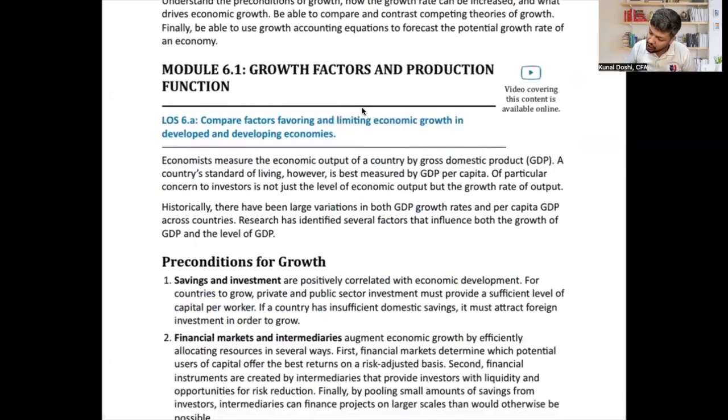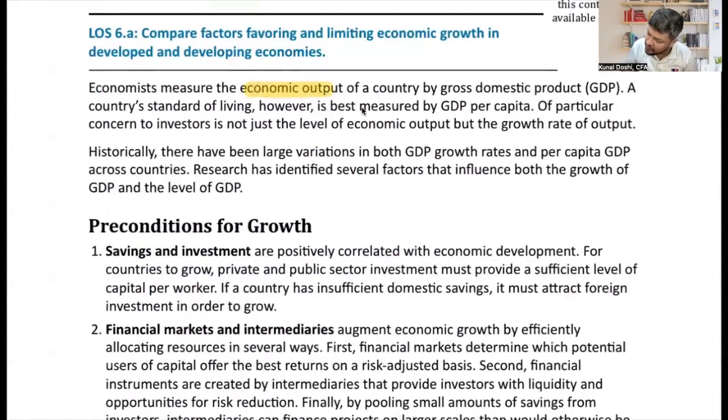Okay. Economists measure the economic output of a country by GDP. Correct. But, you know, highest GDP country, can you name me the top five highest GDP countries in the world? Yes, yes, yes. Everyone. Number one, USA. Number two, China. Number three, you have UK, India, France. Okay, these are the top five, Germany, sorry. These are the top five countries GDP wise.